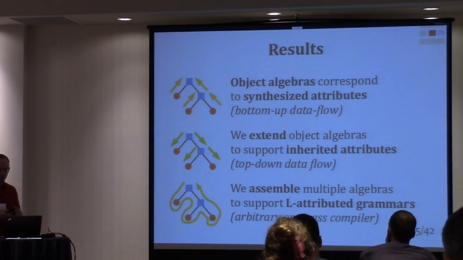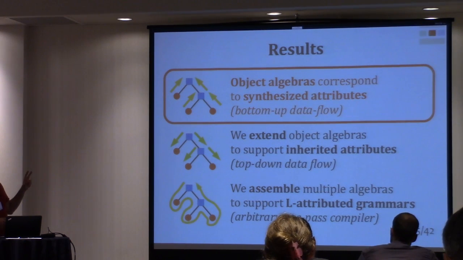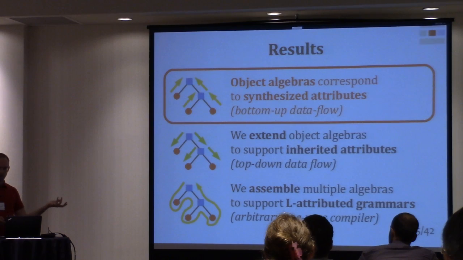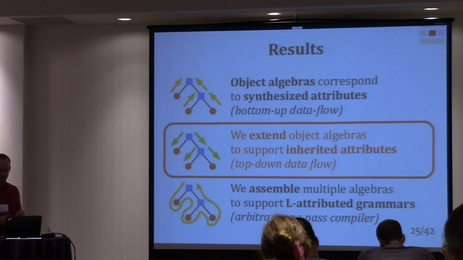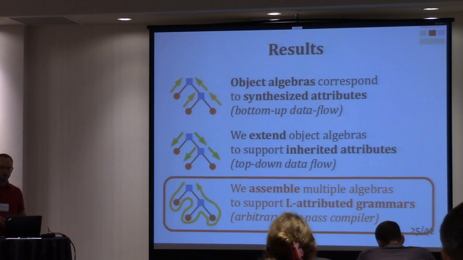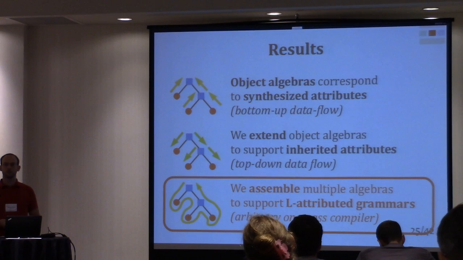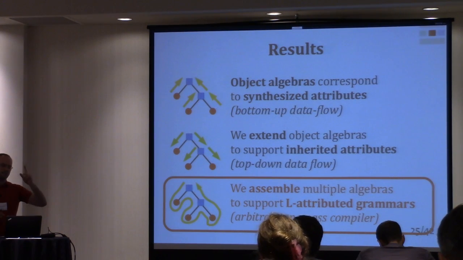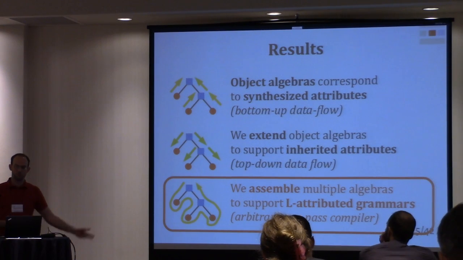Okay, so what we achieved there was that we realized that object algebras correspond to synthesized attributes. We extend object algebras to also support inherited attributes using this trick of looking at the right-hand sides of the grammar productions. And this allows us to assemble multiple algebras to support L-attributed grammars. Okay, an L-attributed grammar is a grammar where you can look at your children and the context and the neighbors to the left. So it's exactly arbitrary one-pass compilers.